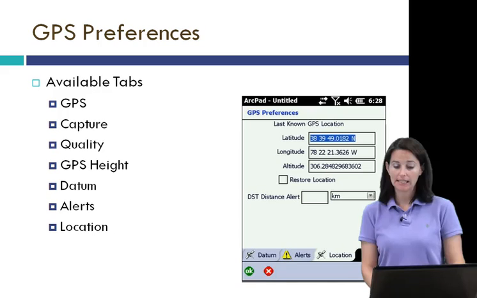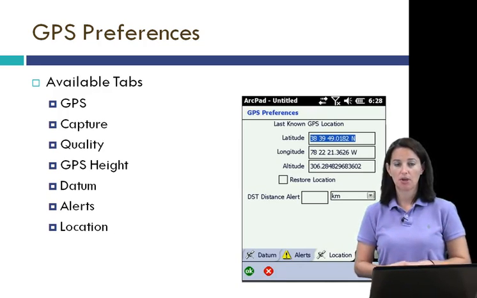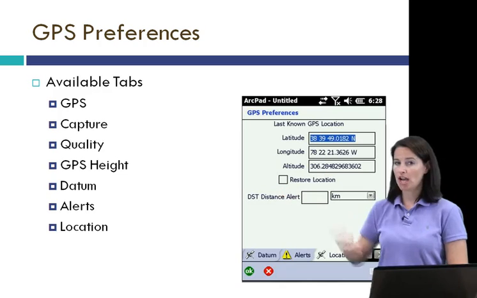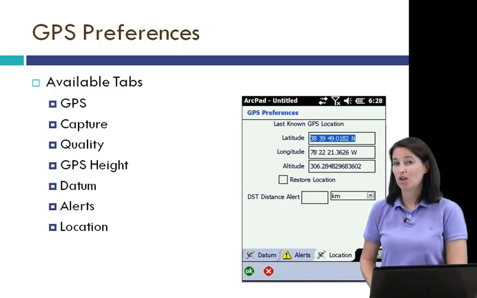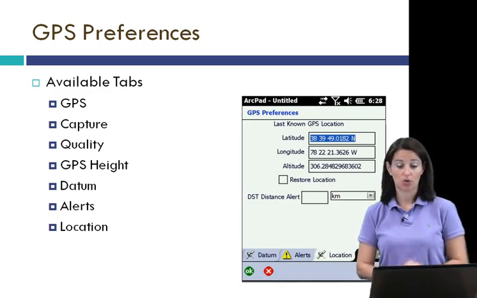And then last but not least, location. This one will automatically start up at your last known location, and I have found that if I go in and uncheck restore location, I don't get the error that says the COM port is already in use by another receiver. So I always uncheck the restore location.